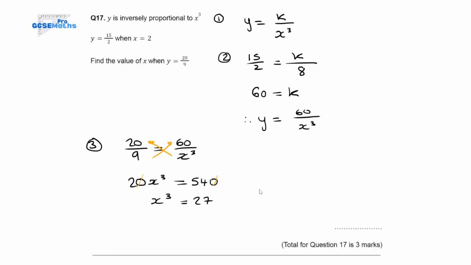Now, the non-calculator papers will not make you square root or cube root anything that is not already a square or a cube number, so you need to recognize that 27 is a cube number, and when I cube root it, I get 3. That's just something you memorize, basically. So your answer is 3. Yeah, x is 3 exactly.